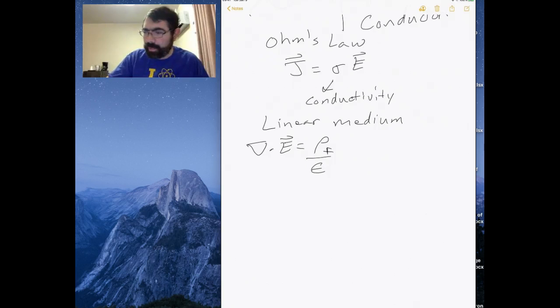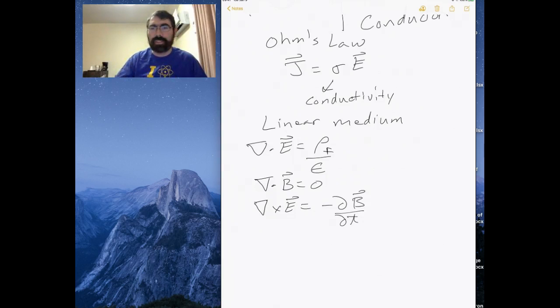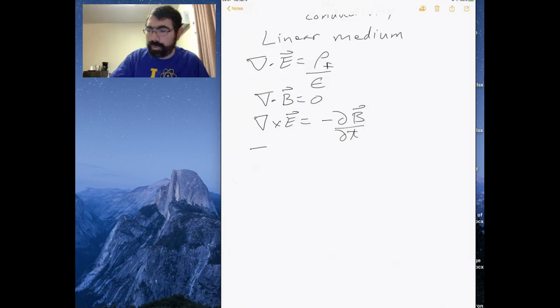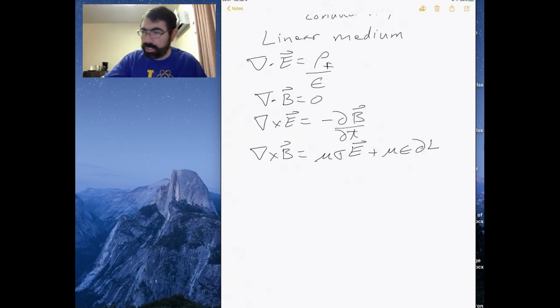The second equation is always 0. Maxwell's third equation now is the same as it was when we were just talking about an insulator. And then Maxwell's fourth equation now includes the current. So mu times the current, which we said from Ohm's law is the conductivity times the electric field, plus mu epsilon times the change in the electric field with respect to time.